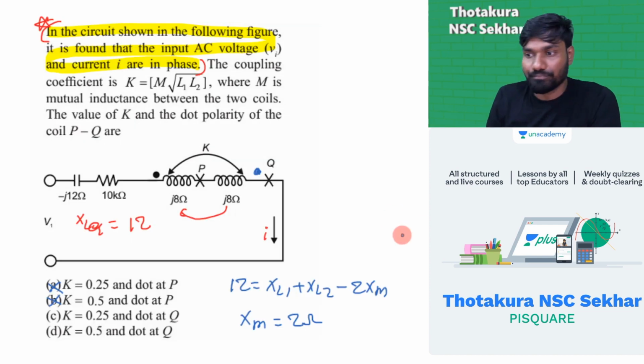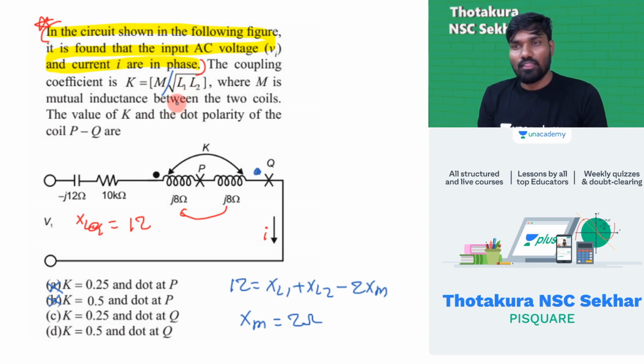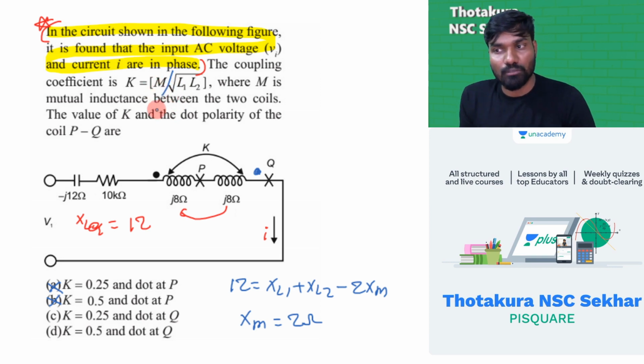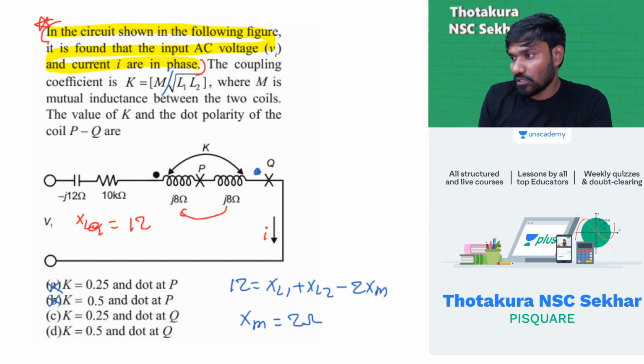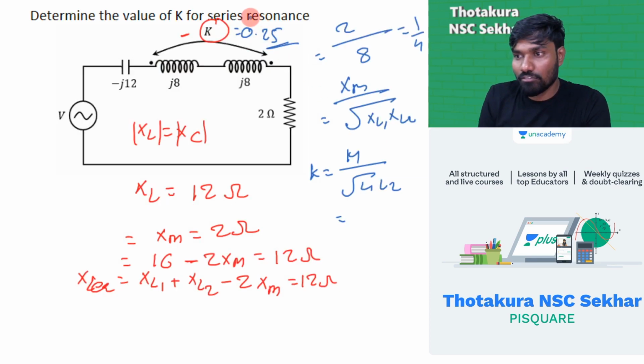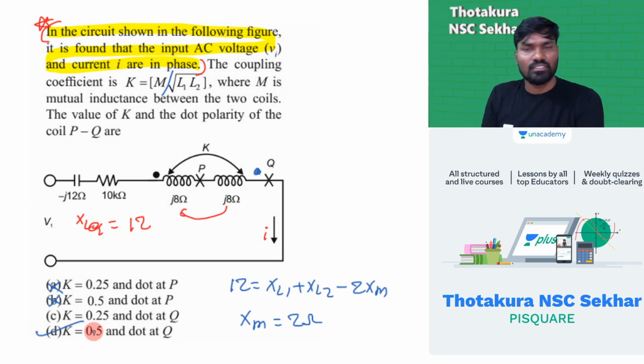Sorry, I'm thinking this should have been divided by only, because they cannot change the formula. How come? The formula will be different. Coefficient of coupling formula means M by root L1 L2 only. So we have already done the value of K. K will be equal to 0.25. Same analysis. C is the answer, 0.25. Okay, check this correction, guys: M by root L1 L2.